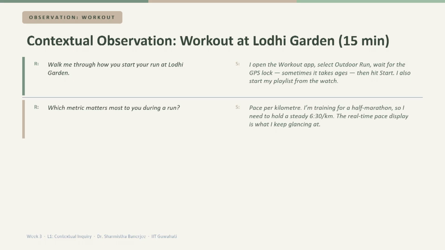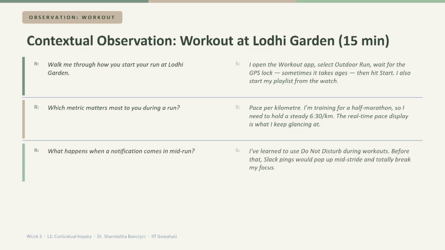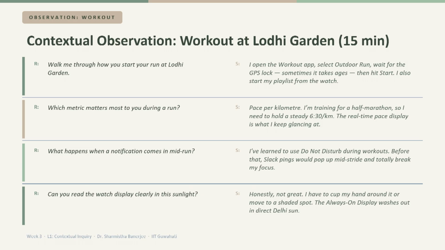Which metric matters most to you during a run? Pace per kilometer. I am training for a half marathon, so I need to hold a steady 6.5 minutes per kilometer. The real time pace display is what I keep glancing at. What happens when a notification comes in mid-run? I have learned to use do not disturb during workouts. Before that, Slack pings would pop up mid-stride and totally break my focus. Can you read the watch display clearly in the sunlight?